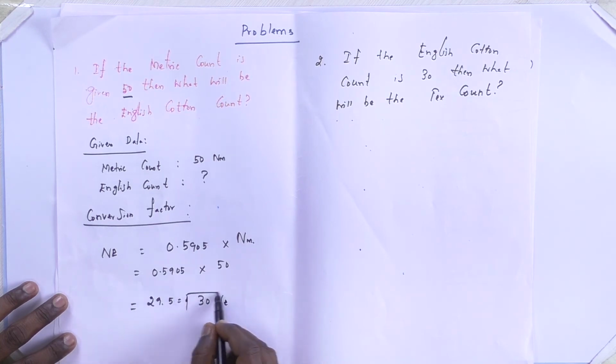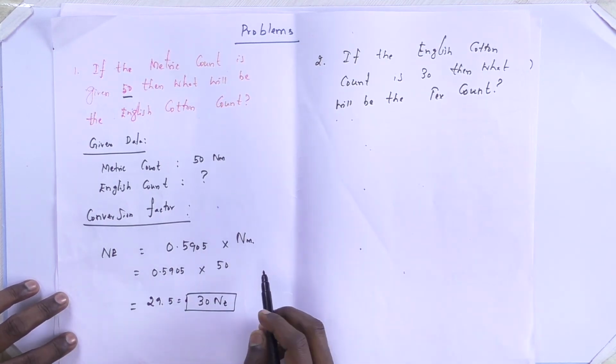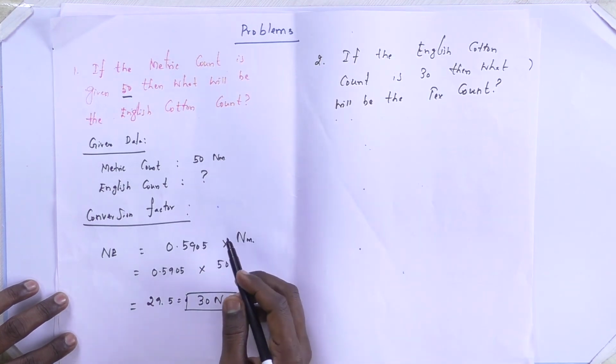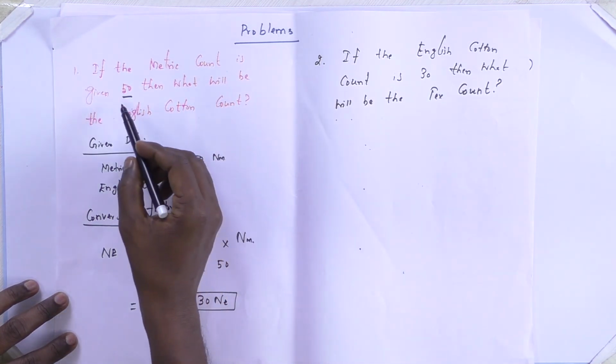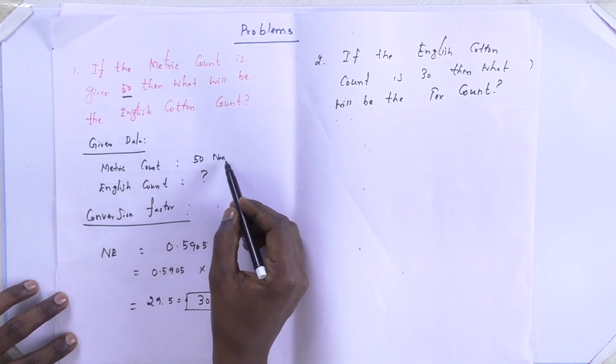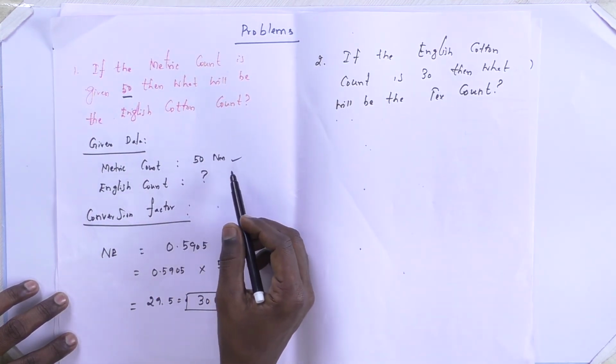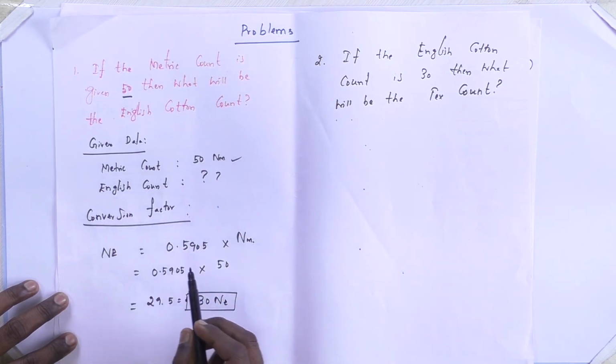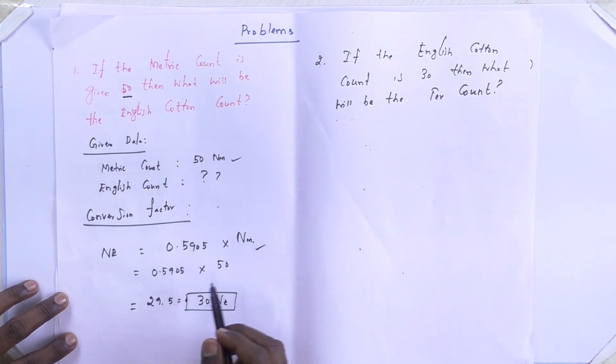By this way we convert one count system into another count system. Here once again I repeat the same steps. The given detail is metric count is 50. What will be the English count is the question. Here conversion factor NE is equal to 0.5905 into metric. So 0.5905 into 50, you can get 29.5. So rounding off, it's around 30. So 30 NE is the equal count for 50 metric count.